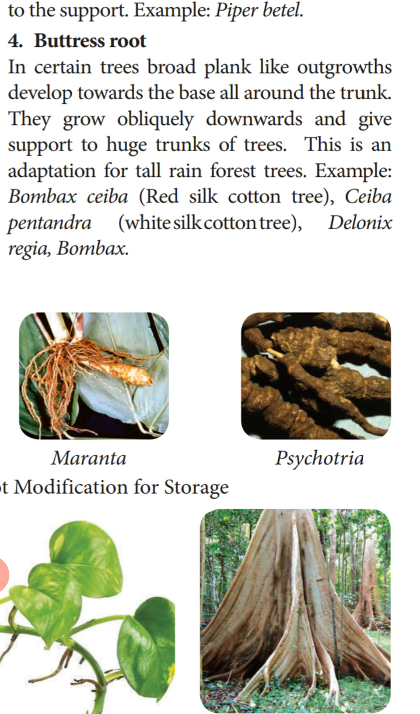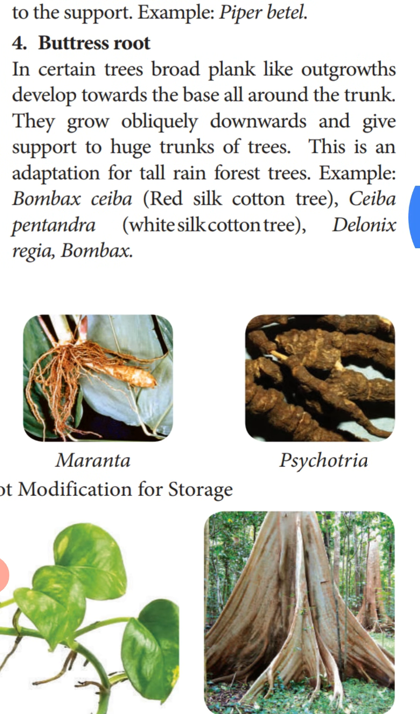This is an adaptation for tall rainforest trees. Example, Bombax ceiba, that is red silk cotton tree, Ceiba pentandra, and Delonix regia. So here you can see in this diagram also we saw certain trees with broad plank-like outgrowths. Plank means wooden pieces-like outgrowths, they develop from the base all around the trunk, and they grow obliquely downwards, and they give support to the huge trunk. Then these roots are called the buttress roots.